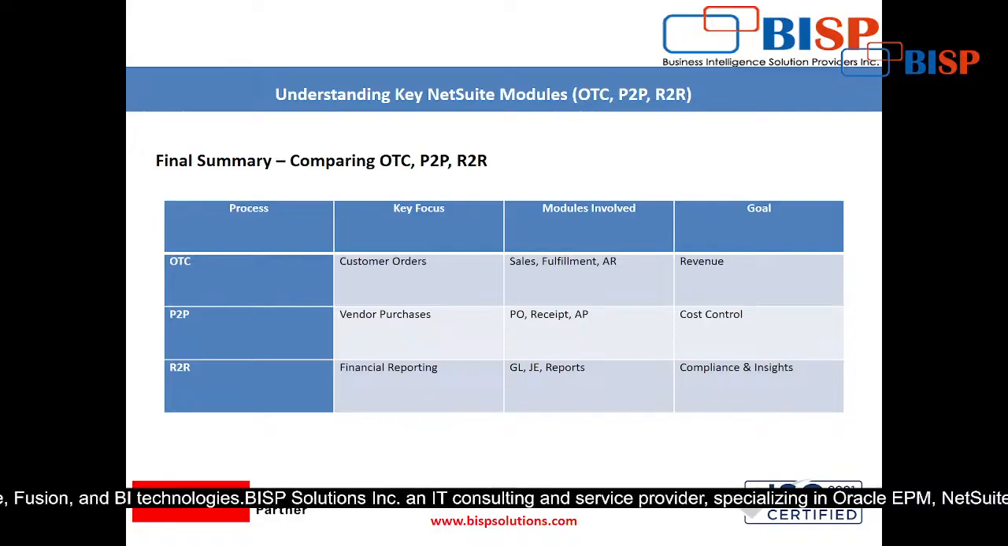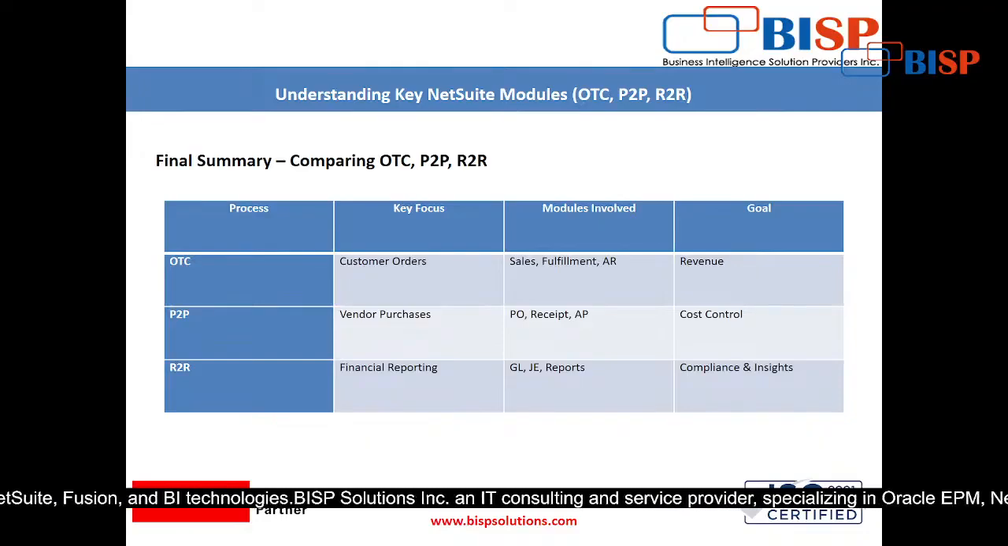Then you will see here the P2P. In this, vendor purchases. See, order to cash means we are selling items to the customer, so it is completely dependent on the customers. P2P means we are purchasing the items from the vendors. The modules involved are PO, receipt, and AP, and then the cost control.